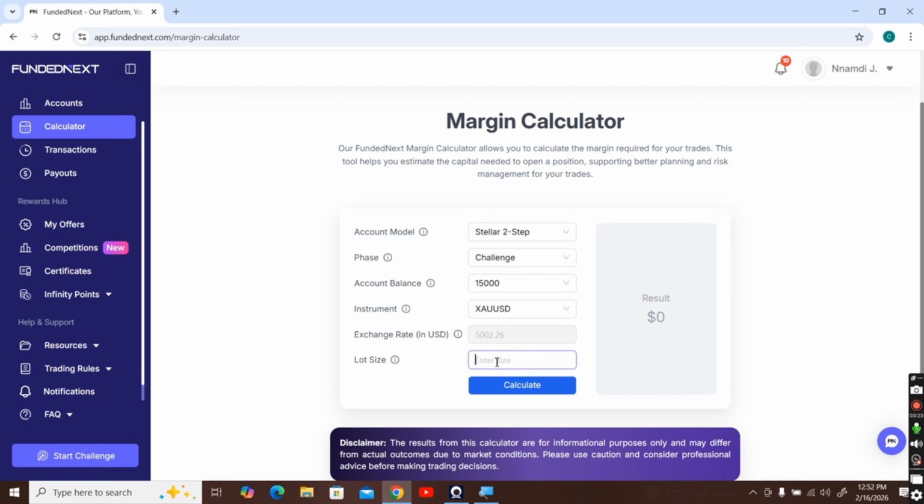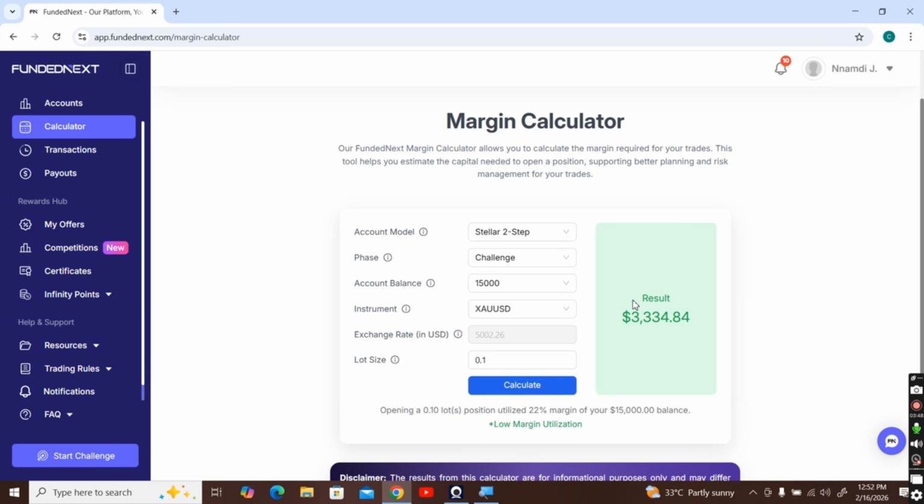So let's say you are risking 1% or 0.2%, then you have to come to the calculator to check the risk if it's actually aligned with the margin. Do you understand? So let's say we want to trade on the 15k account with 0.1 lot size. Then if you click on calculate, FundedNext will calculate the margin for you and give you the results. You see, these are the results.